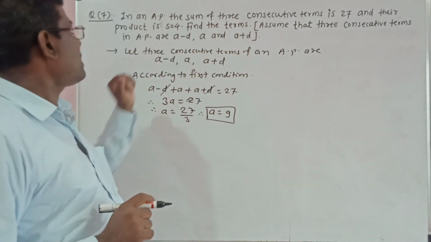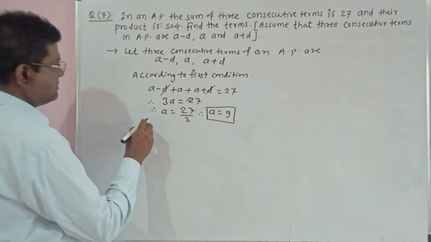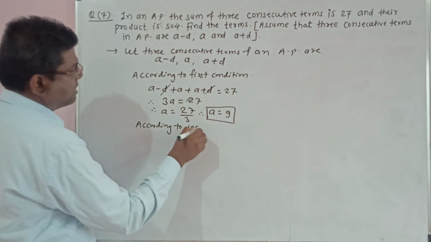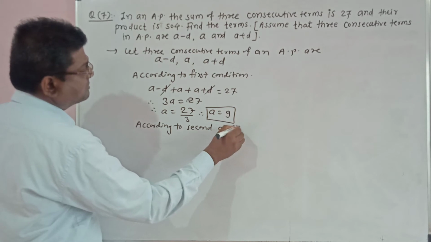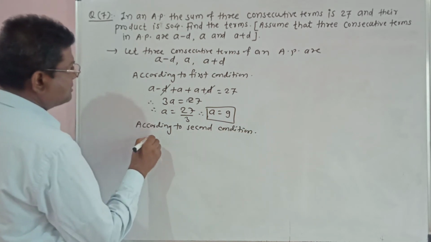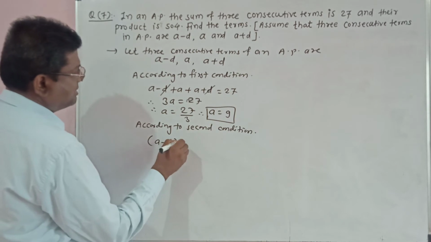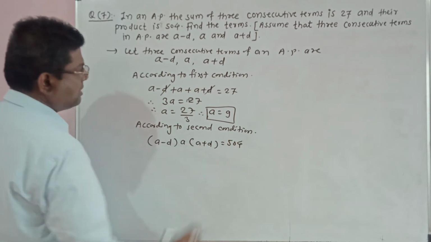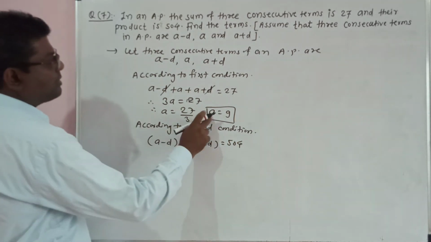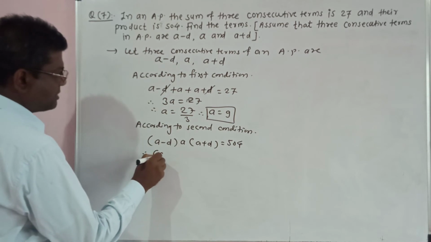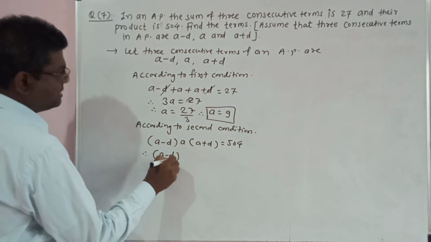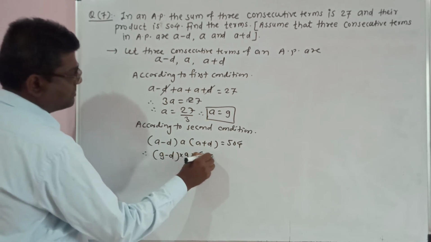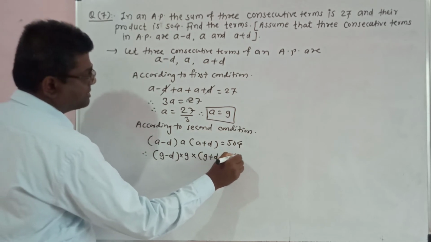Now their product is 504. So according to the second condition, the product A minus D into A into A plus D is equal to 504. Now put the value of A as 9. Therefore 9 minus D into 9 plus D is equal to 504.